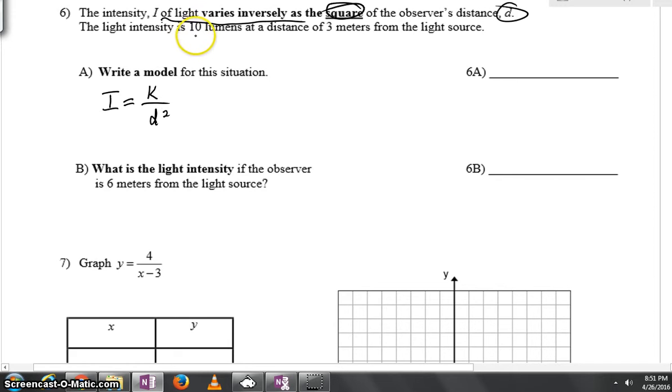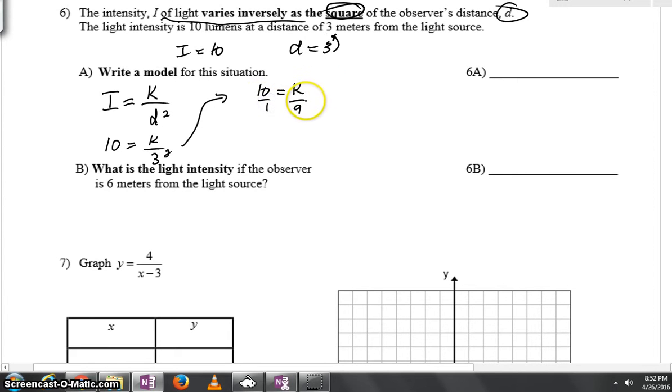The light intensity is 10 lumens. That's your I. So we have 10 is equal to K divided by, your distance is 3. So D is equal to 3 right here. I is equal to 10. That's the information you're going to plug in. Now 3 squared, of course, is 9. So this would become 10 equals K divided by 9.